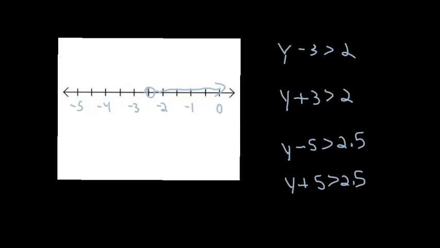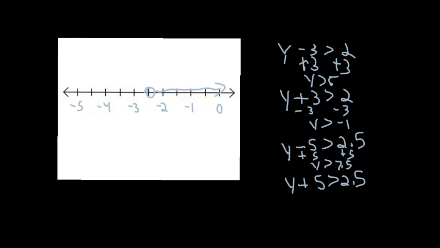So the first one, we add 3 to both sides. And we get y is greater than 5. Well, that's not the graph we're shown. So second one, we subtract 3 from both sides. We get y is greater than negative 1. That's not the graph being shown. So let's try the next one. We're going to add 5 to both sides. y is greater than 7 1/2. Again, that's not the graph being shown.